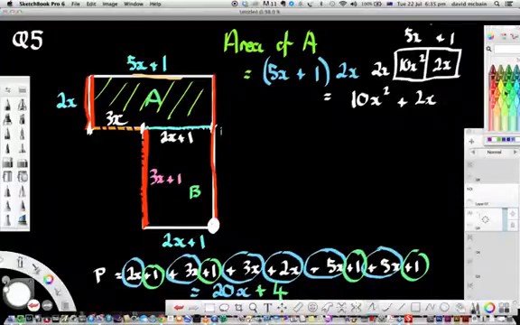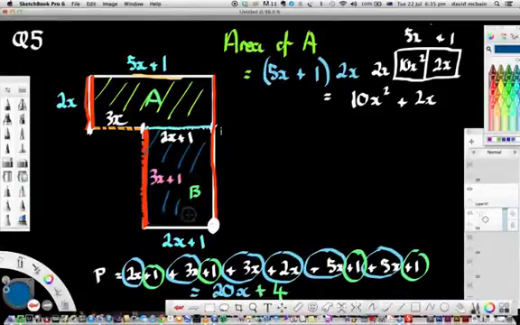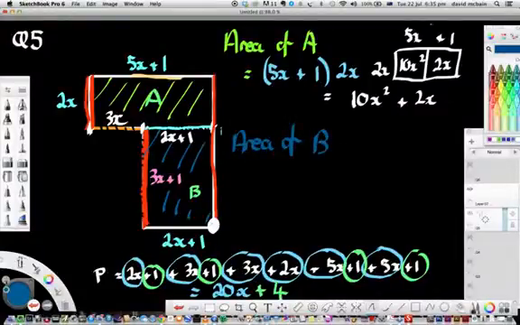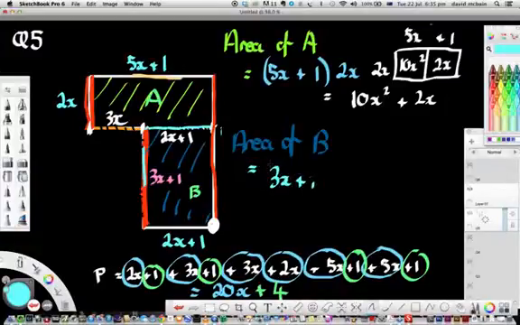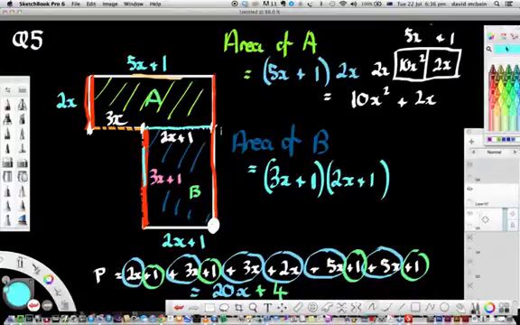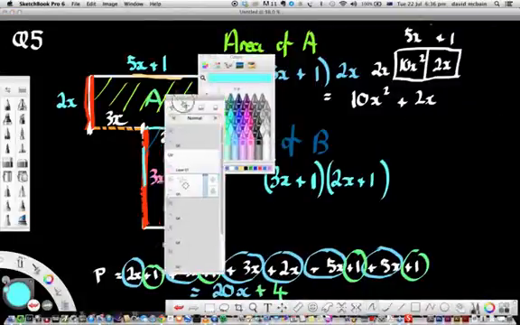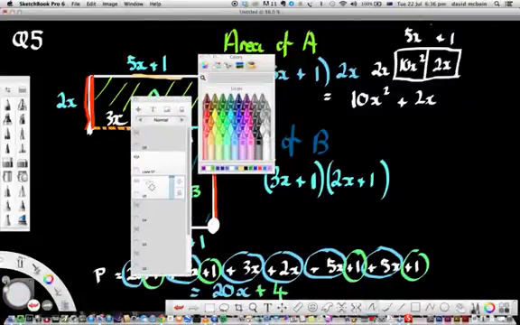Box B, which is this one in here, area of B, that will equal its length by its width. That's going to be 3x plus 1 multiplied by its width, which is 2x plus 1. And we can use the box method there to quickly finish that. And this is going to be a 2 by 2 box once again.